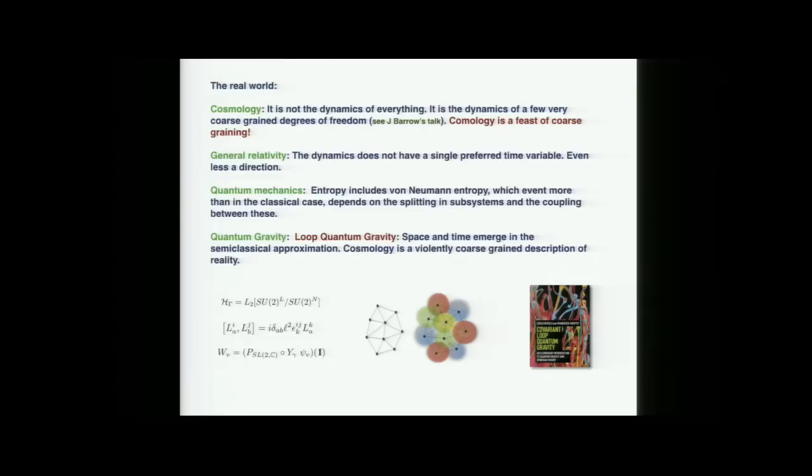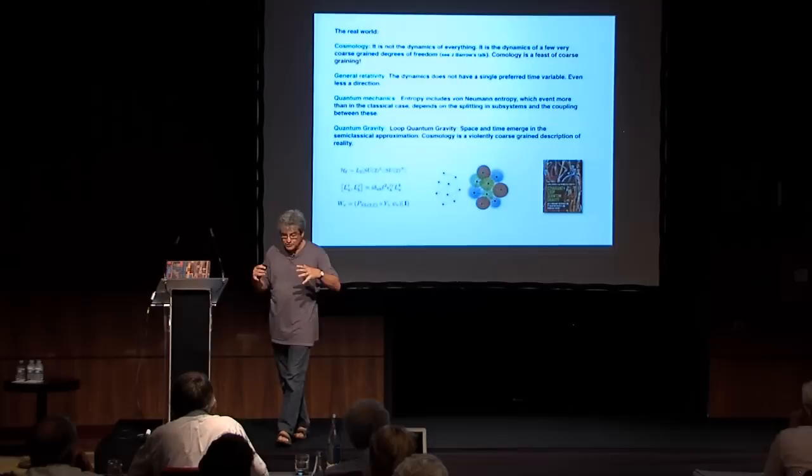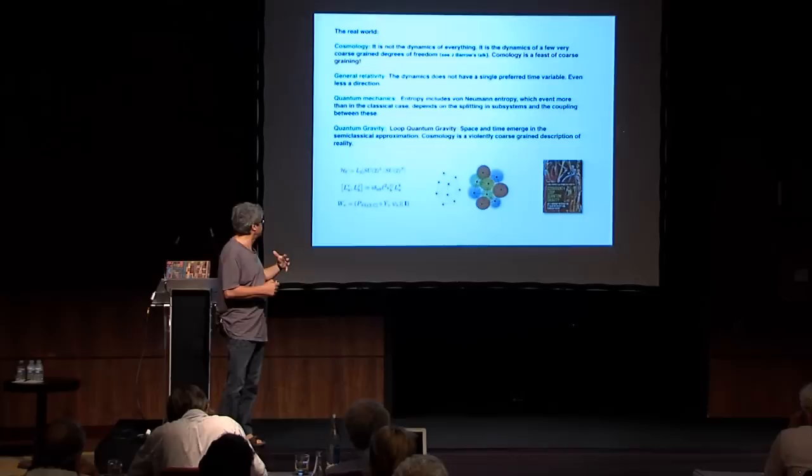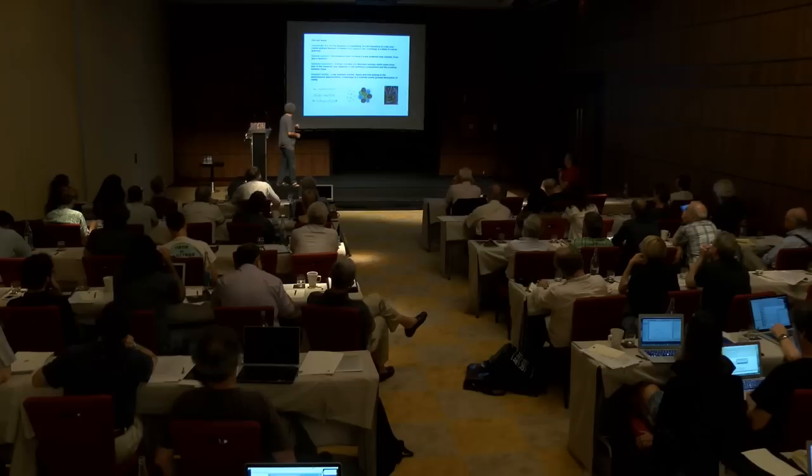And in quantum gravity, this is my second advertisement of the book. In quantum gravity, you know, I'm a believer in loop quantum gravity. Space and time themselves emerge from their semi-classical approximation of quanta of space. So the full space-time is an approximation, in a sense a coarse graining. The fundamental equation of quantum gravity, which I wrote here, of loop quantum gravity, has no time at all, no preferred direction of time, even less.